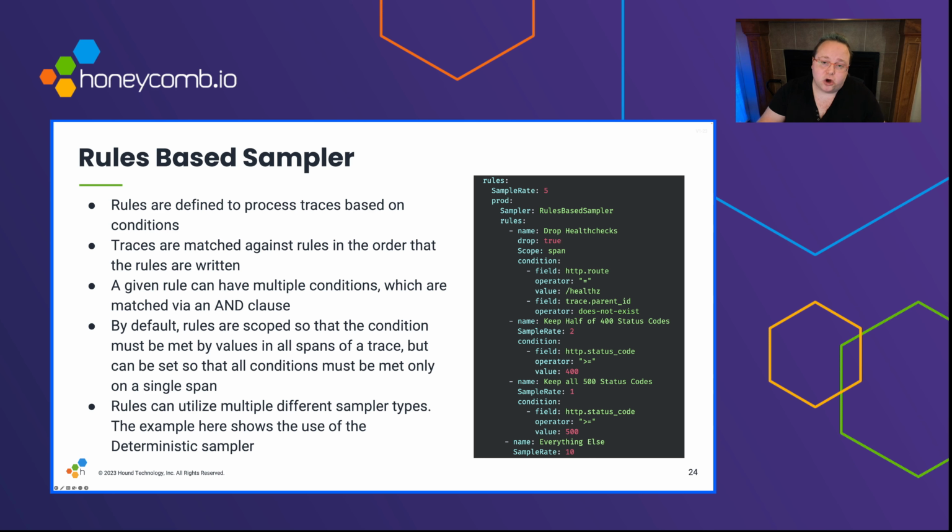We have a scope declaration where you can say, if I have multiple conditions, all of those conditions need to be true for a single span within a trace. Finally, in our example here, we're just using the deterministic sampler. We're saying sample rate 2, 1, 10. But you can use the dynamic samplers or the throughput sampler within your rules-based sampler as well. So you can use different types of samplers for different types of traffic.